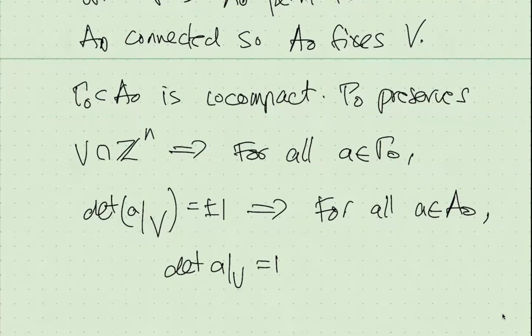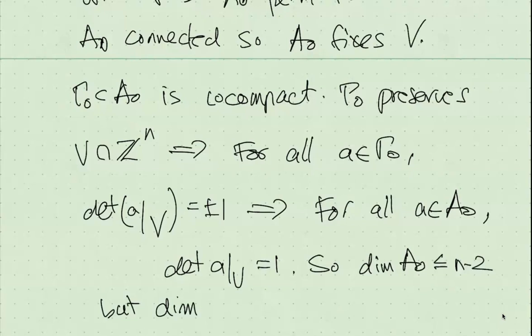So this means that the dimension, so we found a homomorphism so that A0 is contained in its kernel, but this means that the dimension of A0 is at most n minus two, but we know that the dimension of A0 is n minus one, so we get a contradiction.